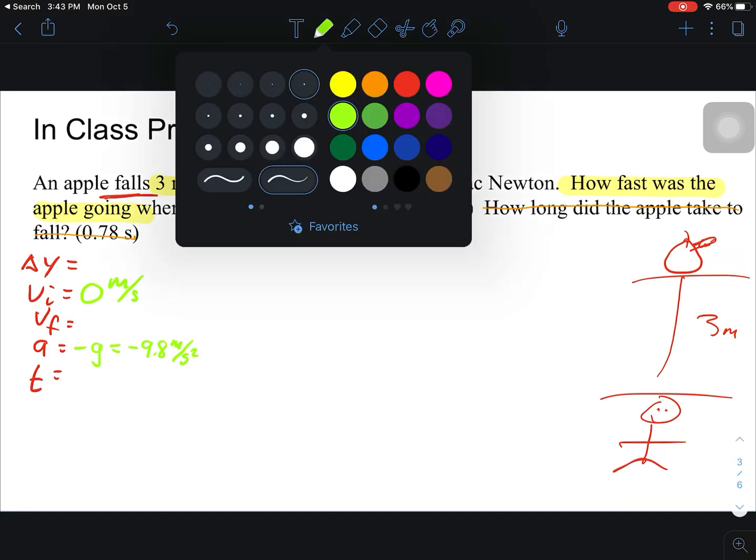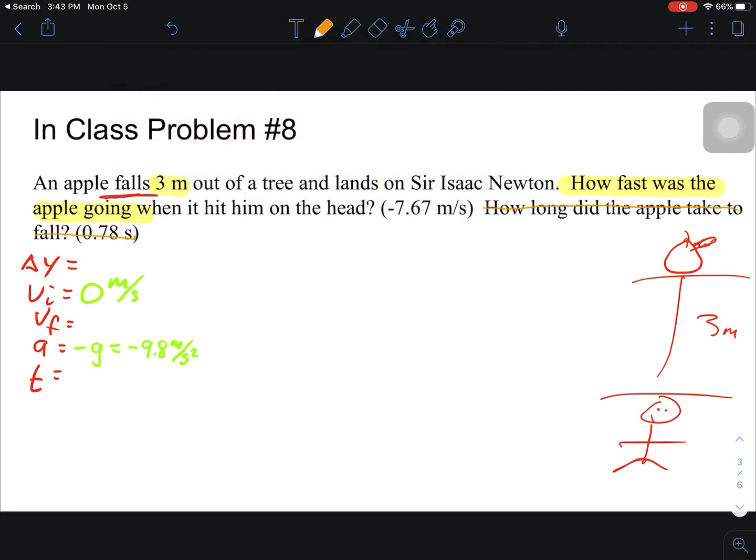So now we can go into the problem and we can say, well, what information can we gather from the problem? We could look at the how fast was it going? That's my question mark. When it hit him in the head, so that's that.